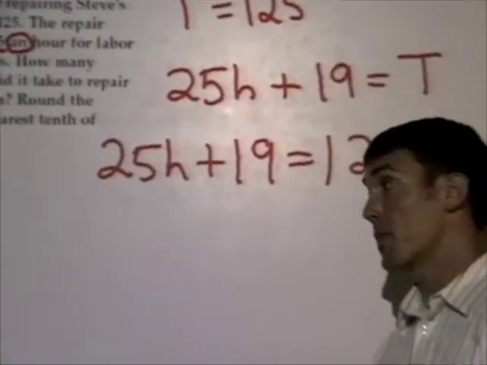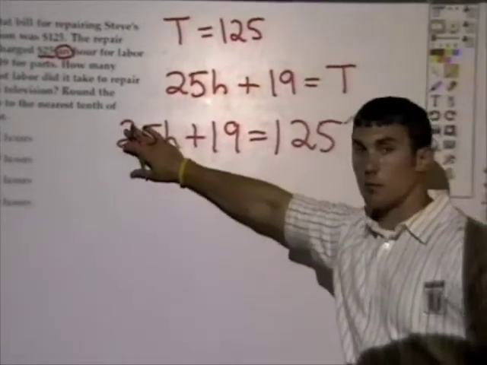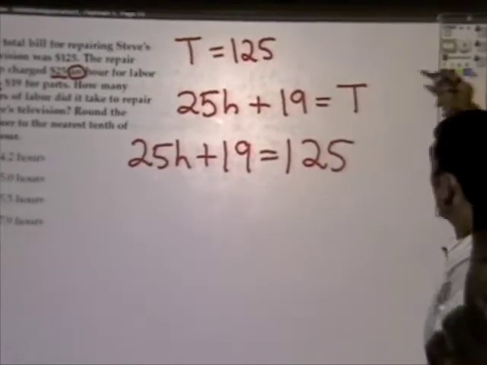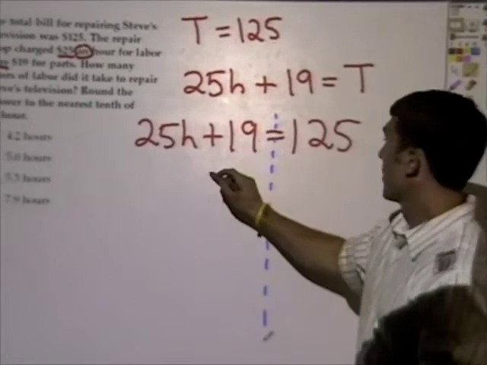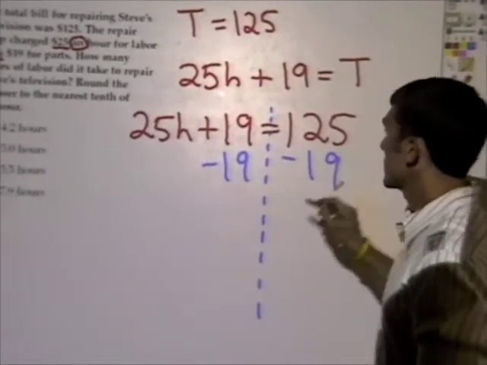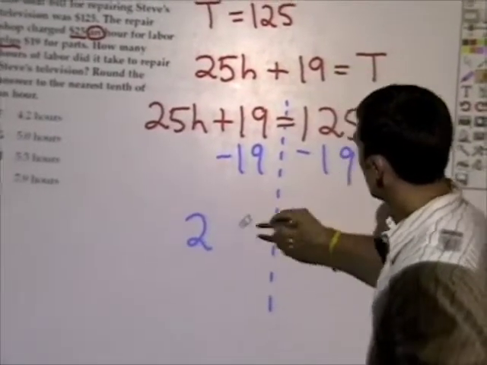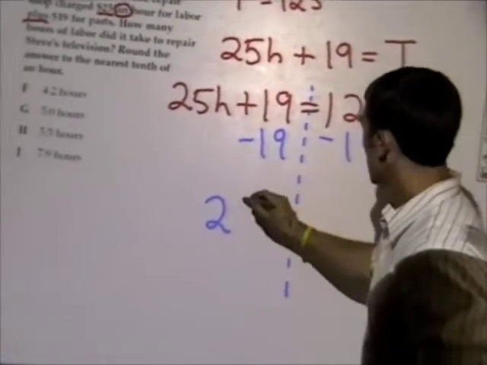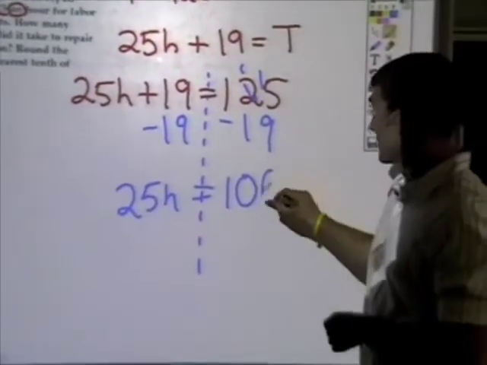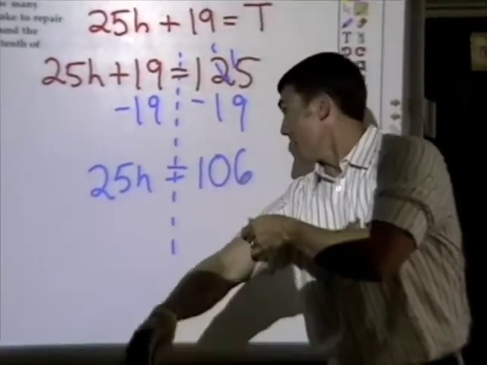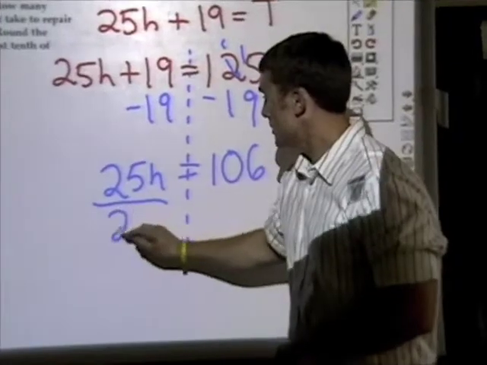Remember from the last one, we want to get rid of all the numbers first. These guys are attached to the hip. So here's where the equation is split in half. I subtract 19 from both sides. I'm left with 25H. Darn. 25H. And I'm left with 106. Sorry about that. I had a brain freeze. All right, so now I divide both sides by 25.